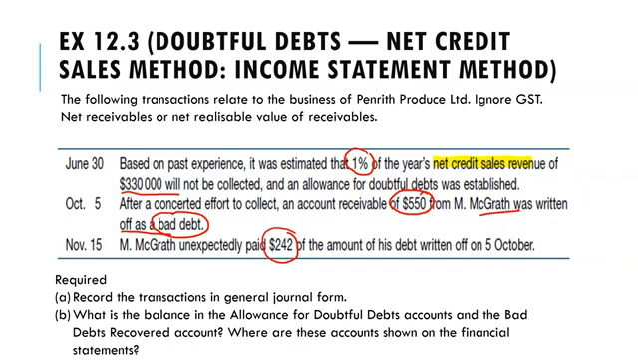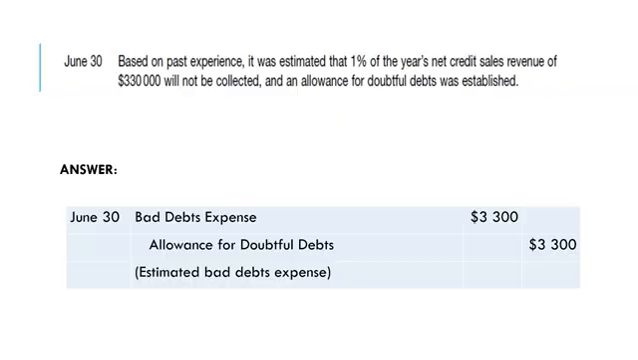So you are required to record the transaction in journal form. What are the journal entries? And determine the balance of allowance for doubtful debt and bad debt recovered. Where are these accounts shown on your financial statement? This PowerPoint is available on your Moodle under week 5. Okay, let us go one by one.